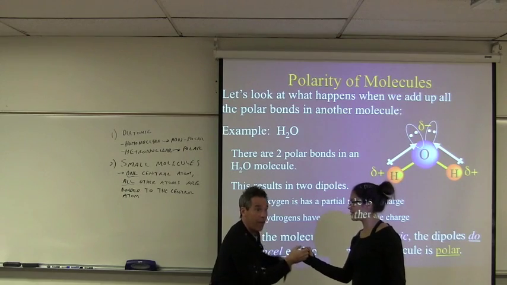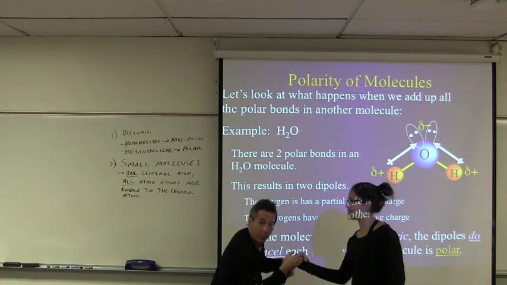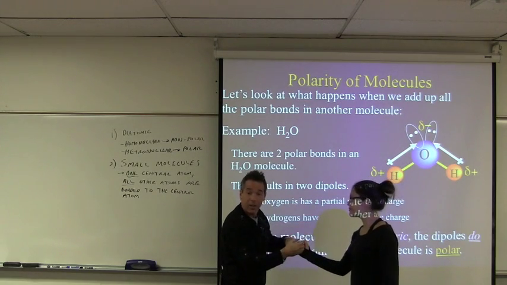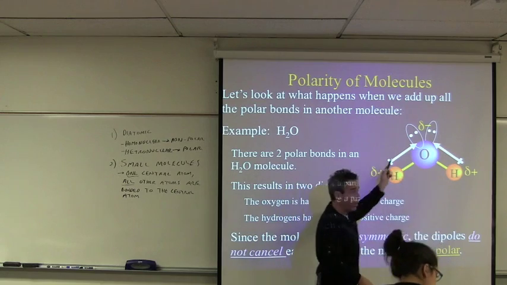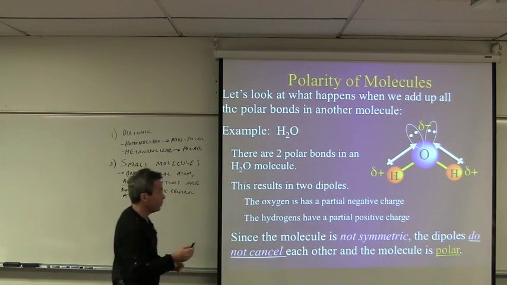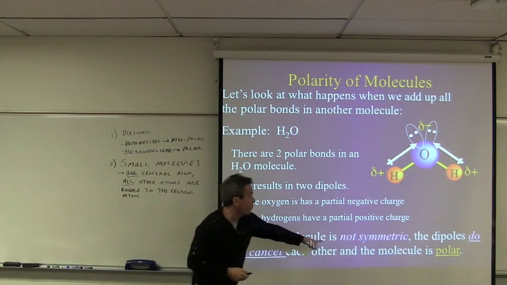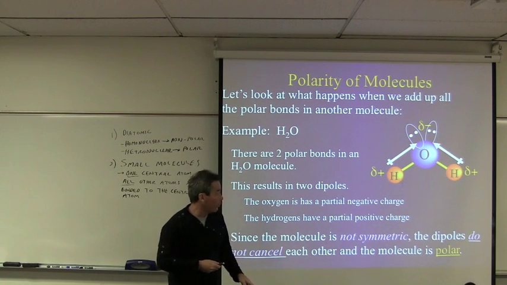Do you see how these are adding up to not this or this? They're adding up. They're not going to 0, but we're going down like that. So they don't cancel each other out. Just like the forces don't cancel each other out, the polarized charge doesn't cancel out. So when the molecule is not symmetric, those dipoles do not cancel each other out, and the molecule is polar.